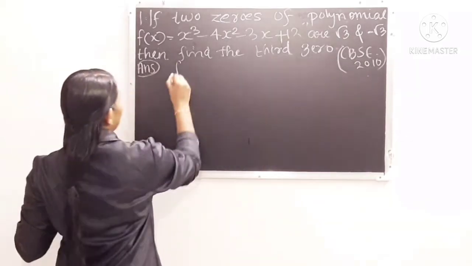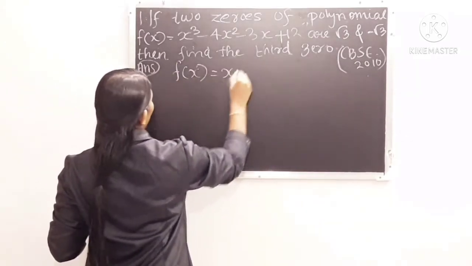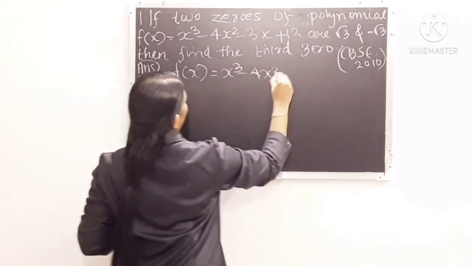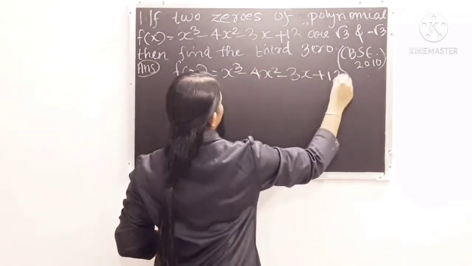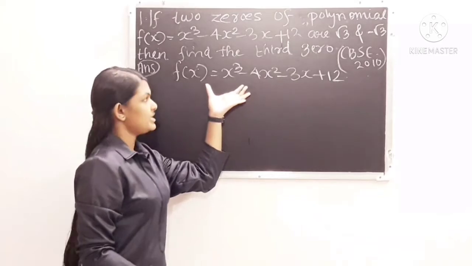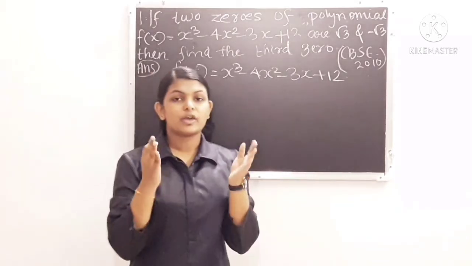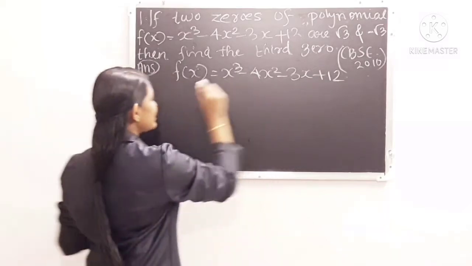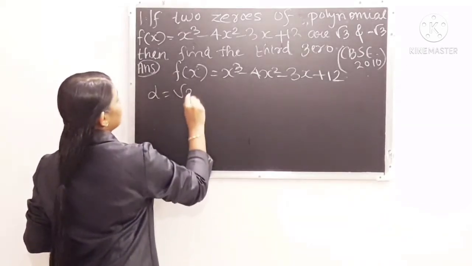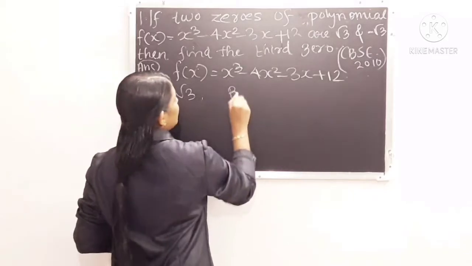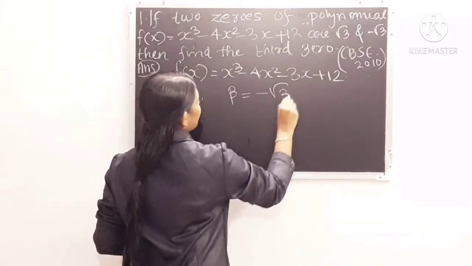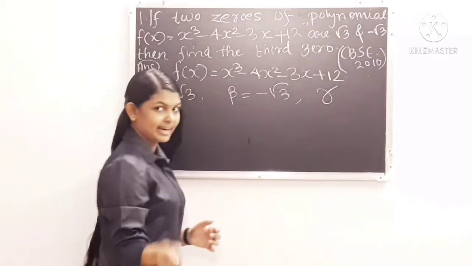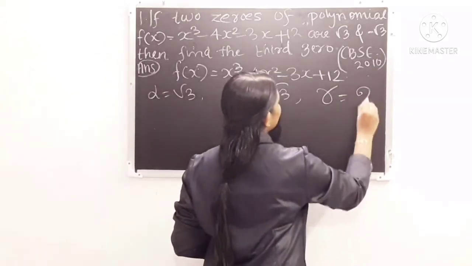So the given polynomial is x cube minus 4x squared minus 3x plus 12. This is a cubic polynomial. We already discussed that a cubic polynomial has at most 3 zeros possible, and one of the zeros is given as root 3. Another zero is given as minus root 3. We have to find the third zero, which is taken as gamma.